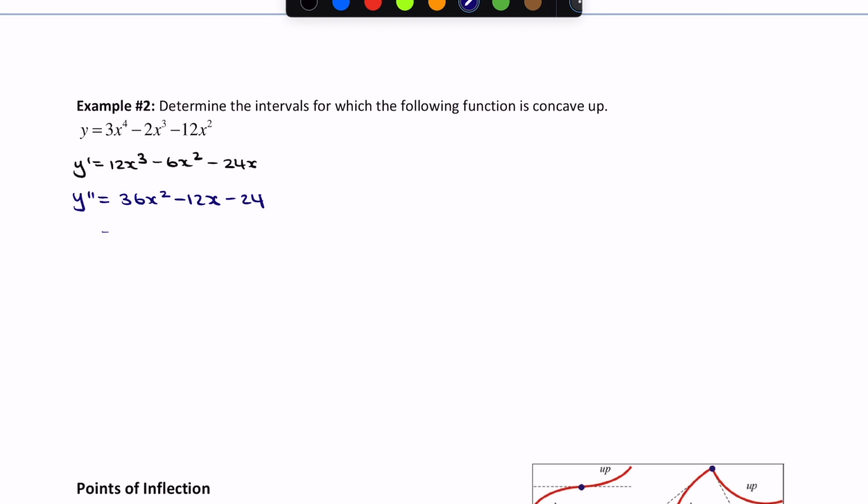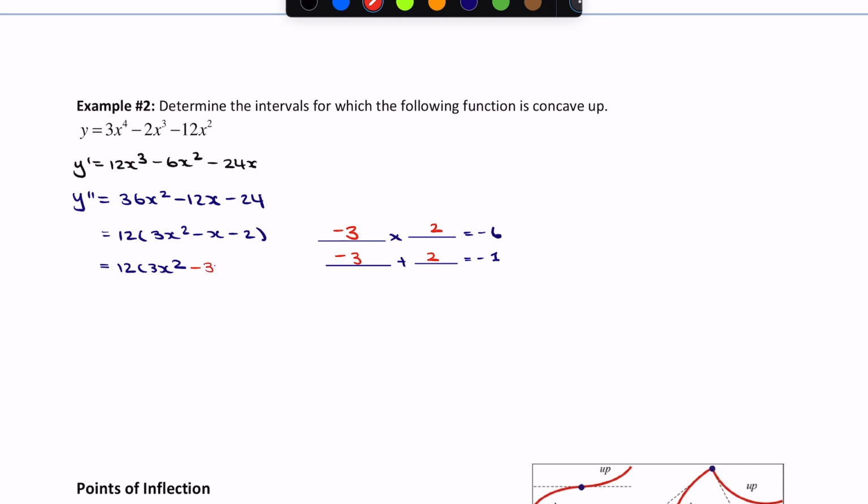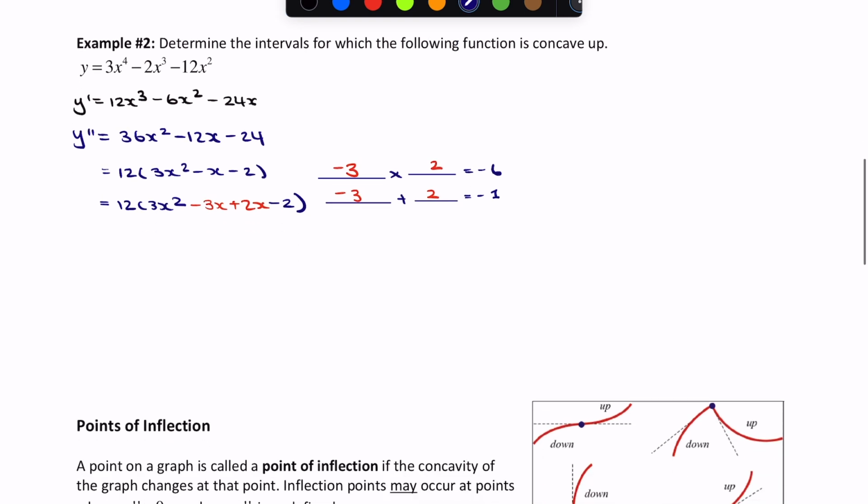Here, we're going to take out a common factor of 12, and we'll be left with 3x squared minus x minus 2. So here we need, again using decomposition, two numbers that multiply to equal -6, and the same two numbers need to add up to equal -1. Those two numbers will be -3 and 2. So we factor that out. We have 12, 3x squared, and we'll replace the negative x with the two factors, so it'll be -3x plus 2x minus 2. And the 12 still stays on the outside.